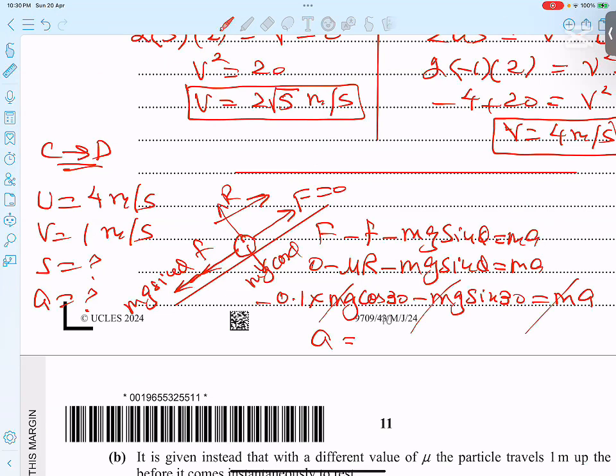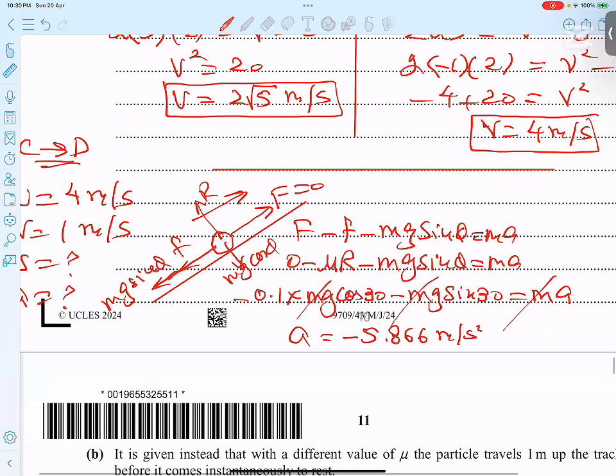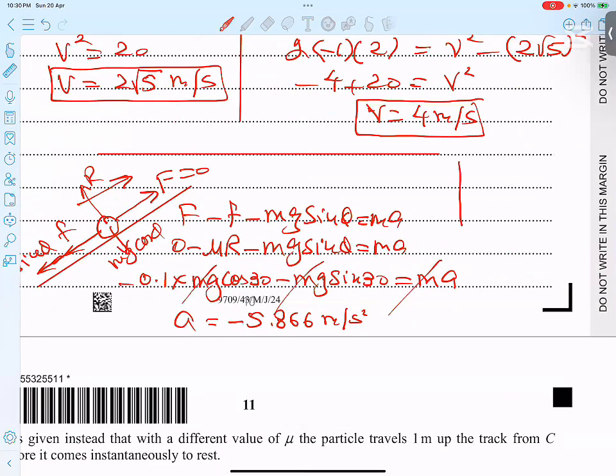-0.1 into cos 30 and -10 times, wait a minute, I made just one mistake. Gravity. So -0.1 into 10, because g is 10, into cos 30 and -10 times sine 30. And I got acceleration of -5.866 meters per second square. So this acceleration will help us solve the answer, and let's try to solve.